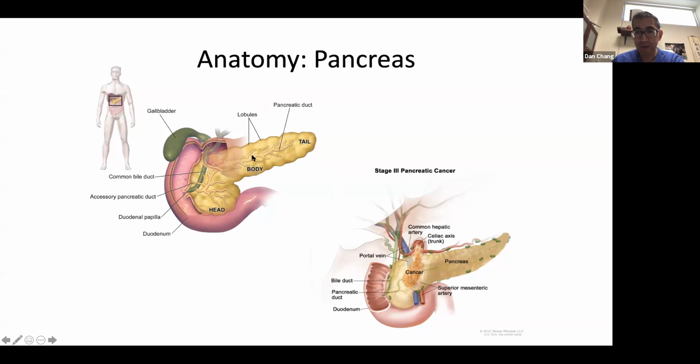So tumors that often arise over here in the body or the tail, when you don't have that early sign of obstruction, they could go months with just vague abdominal pain, cramping, weight loss. No one really knows why. And eventually someone will get a CAT scan, but by the time they get the CAT scan, the tumor could be very locally advanced at that point. So there's a number of reasons why this is a very challenging tumor to treat.